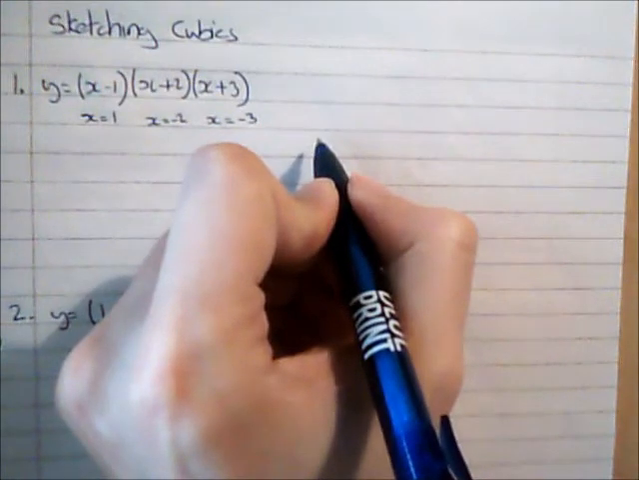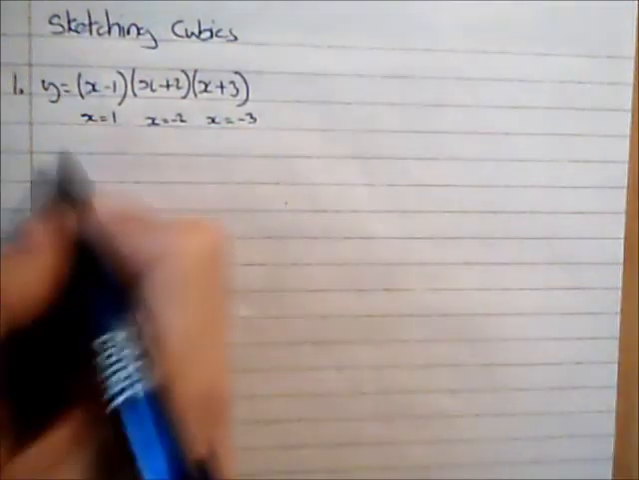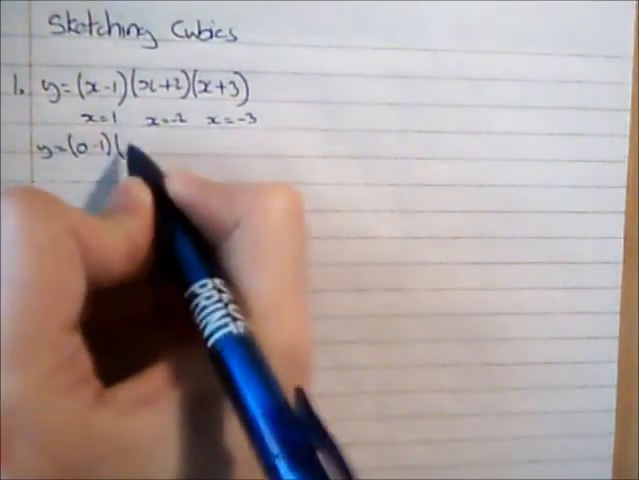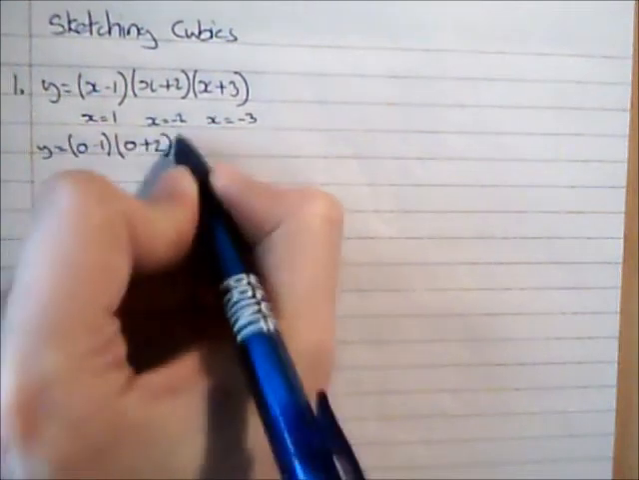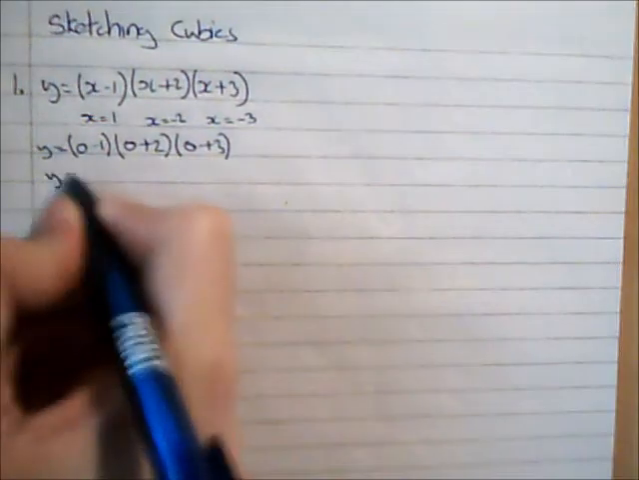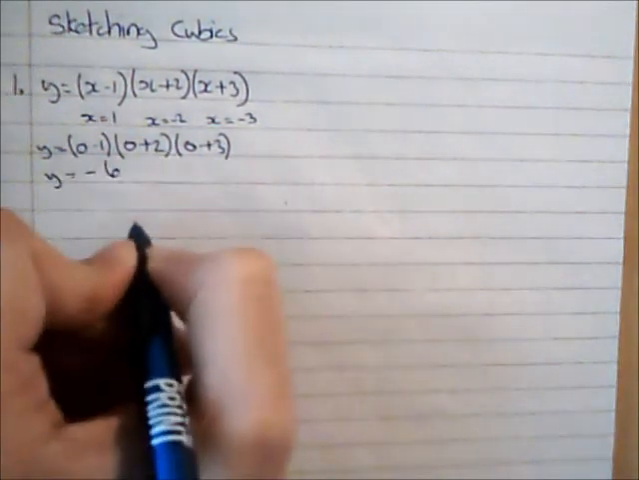And to find the intersection with the y-axis, I know that x is equal to 0, so y is 0 subtract 1, multiplied by 0 add 2, multiplied by 0 add 3. So that's negative 1 multiplied by 2 multiplied by 3, which is negative 6.